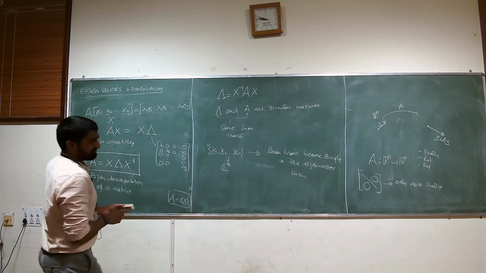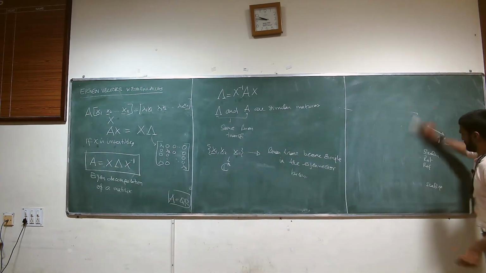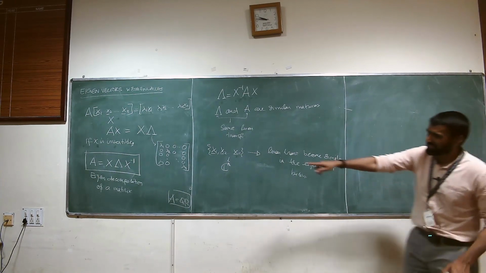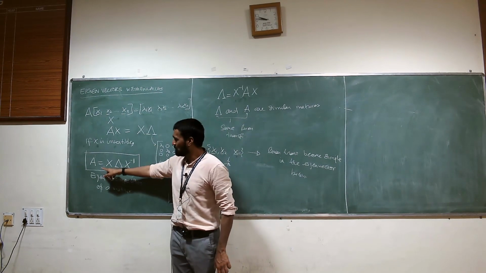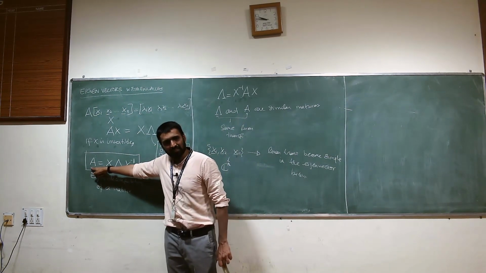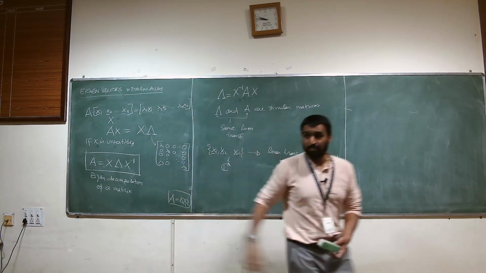Okay, let's see an example of that. So the advantage of this decomposition, when you can decompose it like that, is that you can represent a complex linear transformation in a fairly simple form.